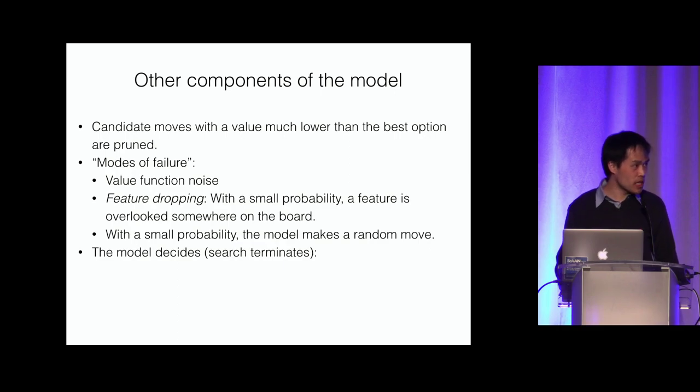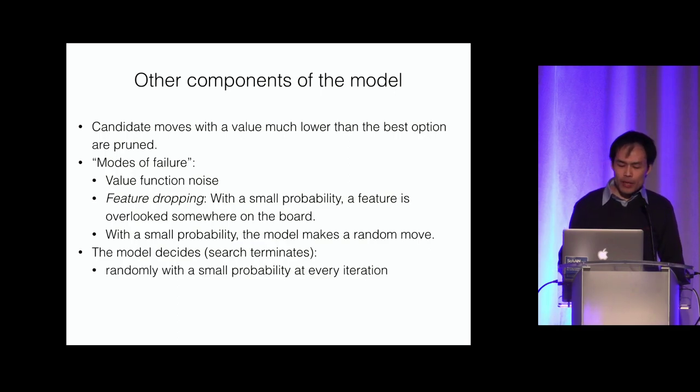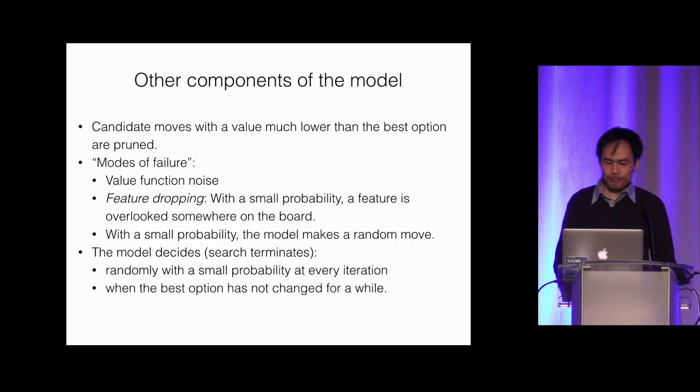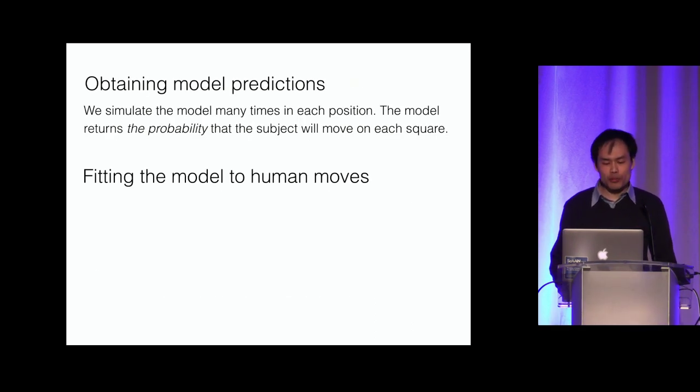And then we need a termination criterion. You cannot keep going forever. We have a random termination, and in addition to that, we have a rule that if the best move hasn't changed for a while, where a while is a free parameter, then you stop and you just make that move. Obtaining model predictions: I showed you one simulation that gave rise to a single decision. But because of all those sources of noise, you have to run that simulation many, many times. So in the end, you get a histogram over the moves that the subject could make in that position. Right? So for each square, it would assign a probability.